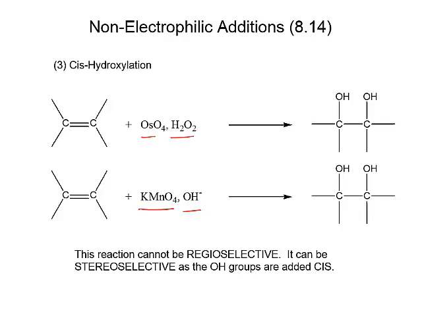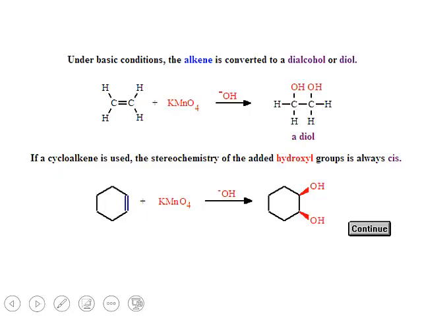How does this reaction work? Well, if I add the KMnO4 and base to a cyclohexene, I definitely get cis diol over trans diol. And that's how I can tell that the reaction is actually stereoselective.